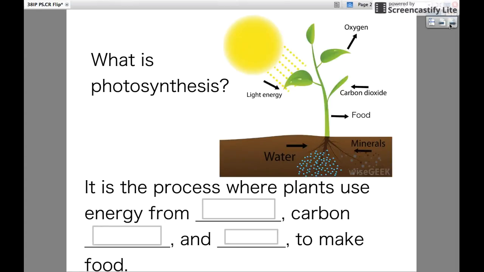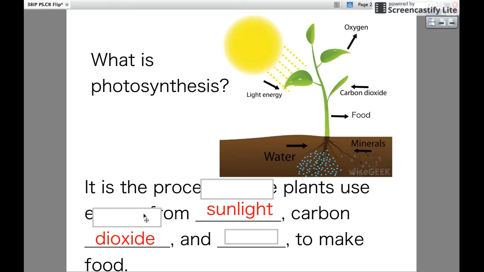So the first thing you'll see on your notes is that they're set up like Cornell notes or focus notes. And what we want to do is fill in all the blanks. So you'll see here, it says, what is photosynthesis? And we have this little picture. But what it is, it is the process where plants use energy from sunlight, carbon dioxide, and water to make food.